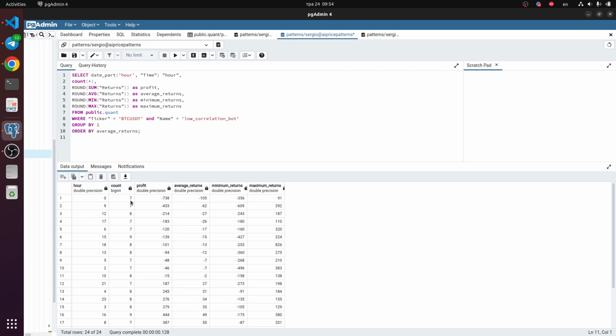In this time we have some abnormal activities on the market, and we should exclude this time from our trading. And you see, in general, average returns are less than 100 USDT, and if we exclude this data from this time, we could improve our results, because this is some abnormal activity in this time.